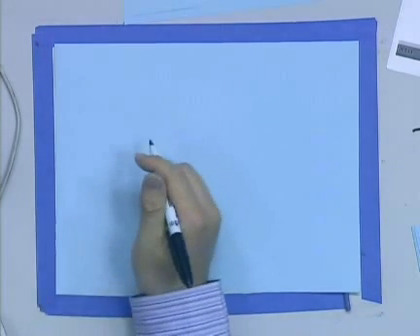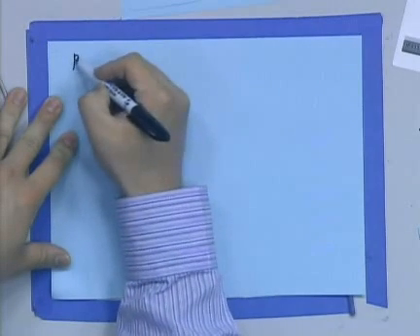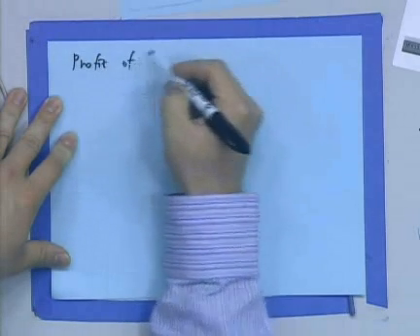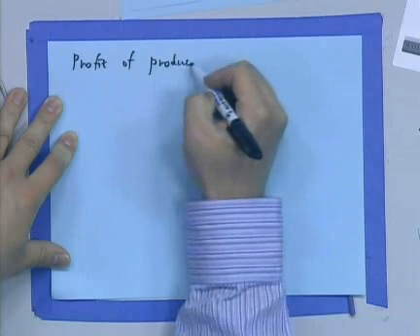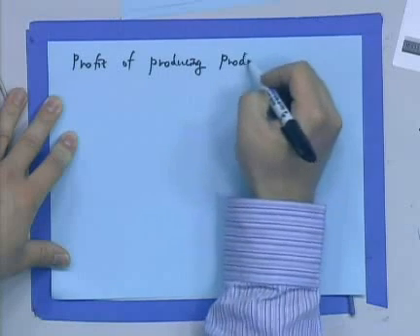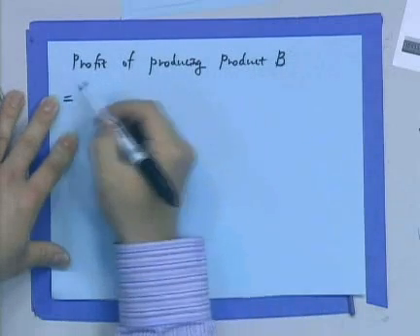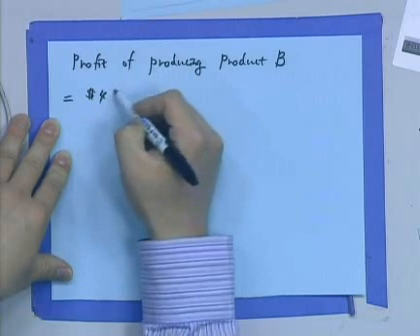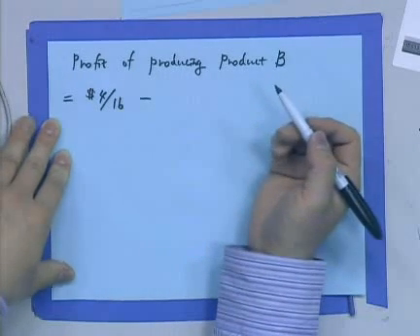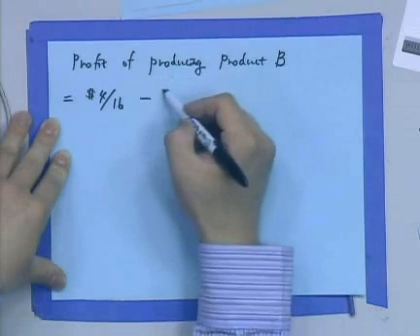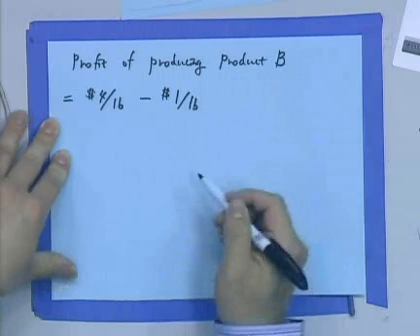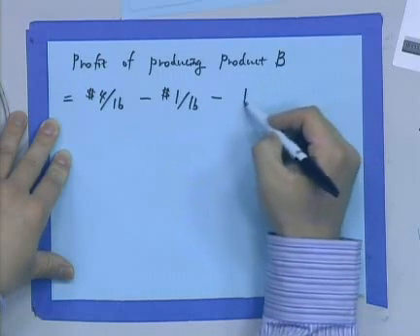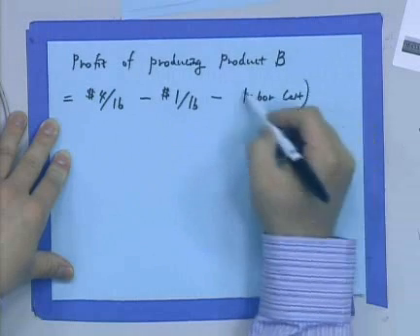Okay, let's do this calculation for product B. The profit of producing product B becomes, again, the selling price, which is $4 per pound, minus the material cost, which is $1 per pound, minus the labor cost. Okay?